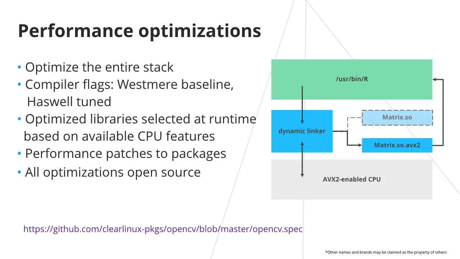Optimized libraries can be selected at runtime by the dynamic linker based on the available CPU features on the client system. We have also worked to directly patch critical software to improve performance, and much of this work has been accepted upstream. All the optimizations that we provide are open source and can be found on github.com/clearlinux-pkgs. An example of an optimized package can be found at this link.